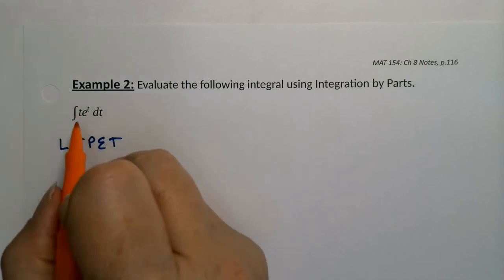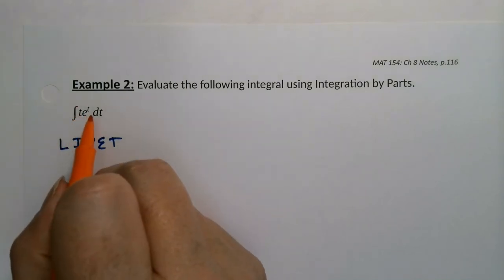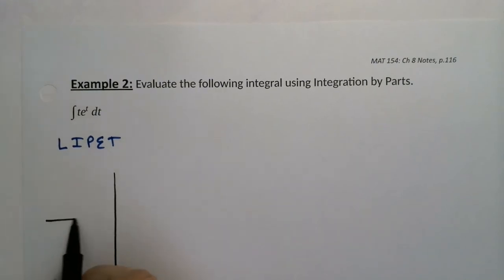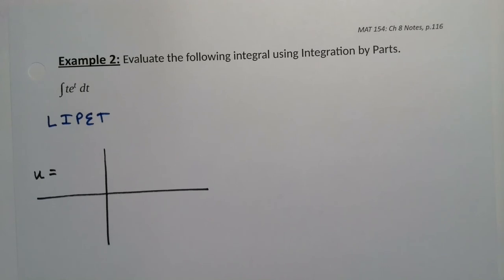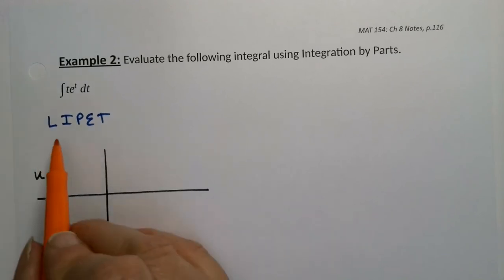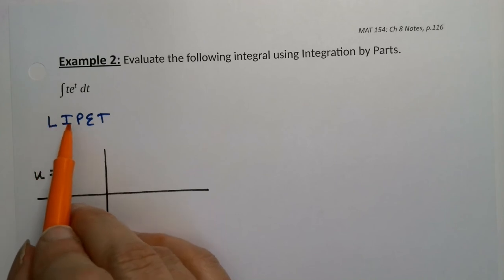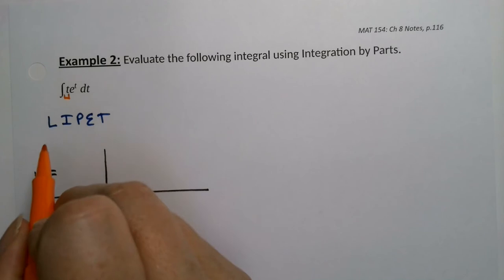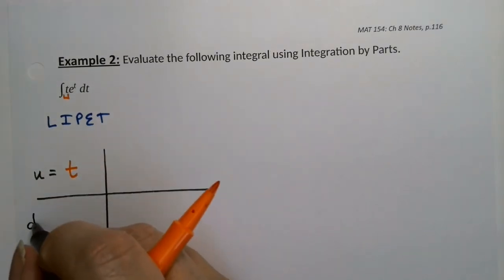So when I look at these two, I have a function right here at the front, which is t, and I have an e to the t. And so what I want to do is make a table, and I want one of those functions to be u. Well, again, LIPET for u: I don't have a logarithm, I don't have an inverse trig, but I do have a polynomial. My polynomial is t. So let's find the derivative right now.